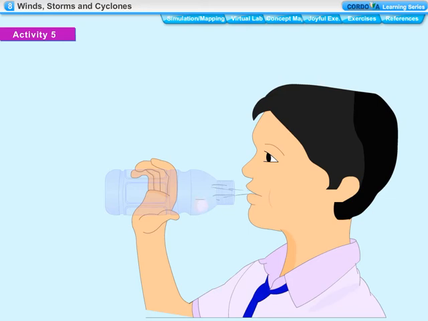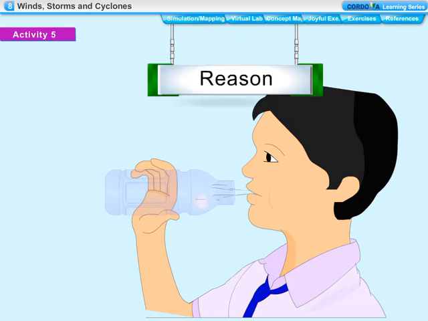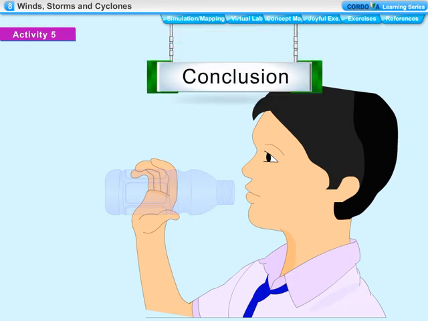We blow air into the bottle from our mouth to force the ball into the bottle. The paper ball does not go inside the bottle. Reason: when we blow air into the mouth of the bottle, then the air in the neck of the bottle has high speed. This reduces the air pressure in the neck of the bottle. The air pressure inside the bottle, being higher, constantly pushes the paper ball out and does not allow it to go inside the bottle. Conclusion: high-speed winds are accompanied by reduced air pressure.